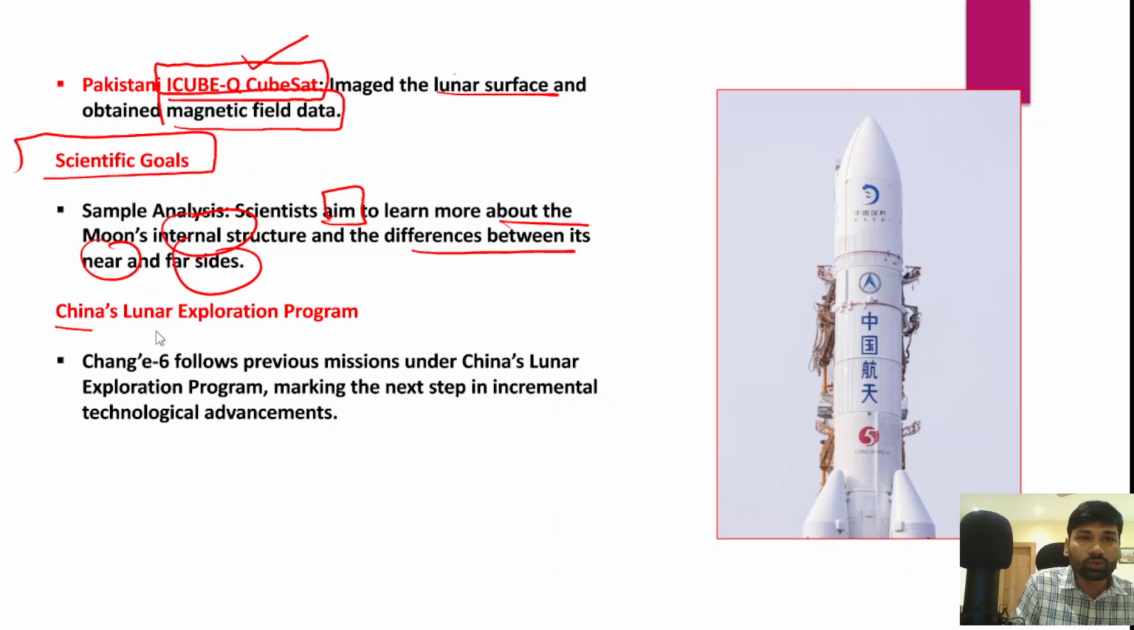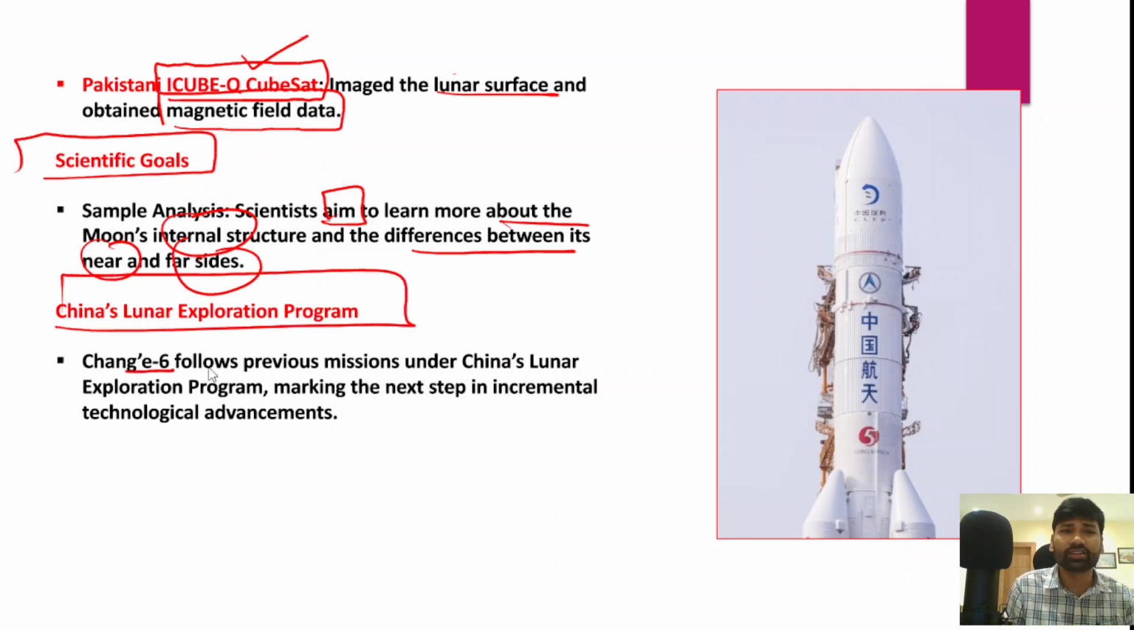And in China's lunar exploration program, this Chang'e 6 follows previous missions, and therefore it is marking the next step in incremental technological advancements. Now, a series of tests aiming at the moon are conducted, and Chang'e 6 is one of such missions, and all these missions are aimed at the exploration of the lunar surface.